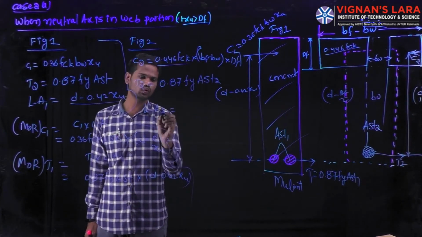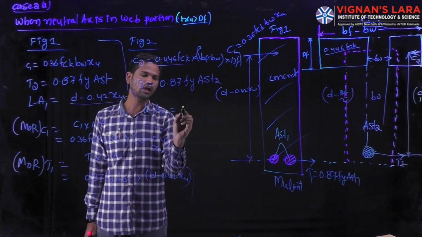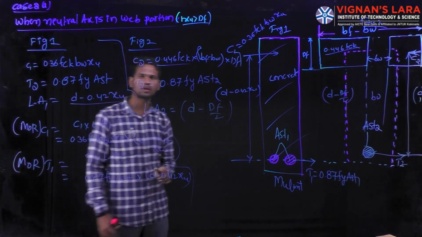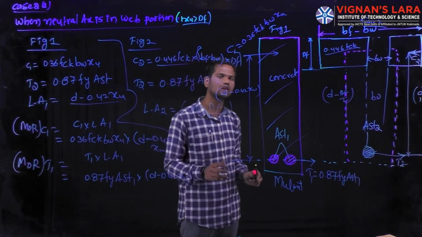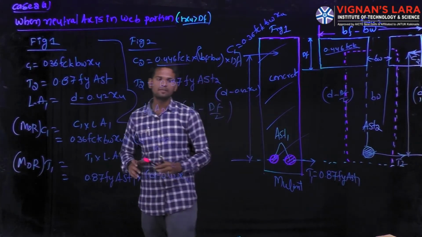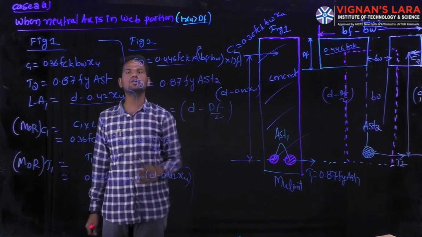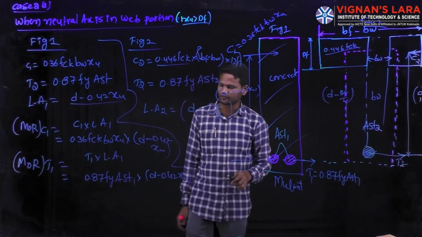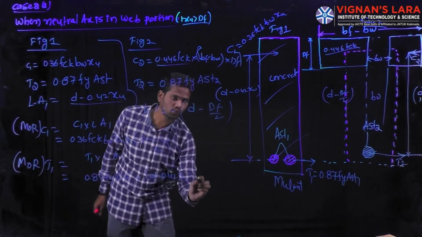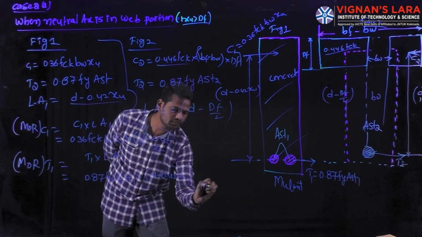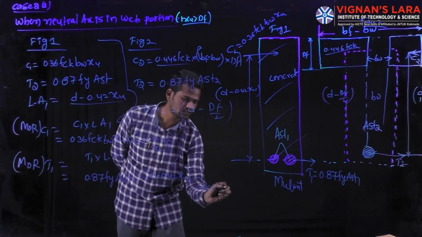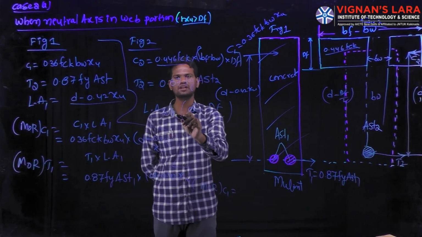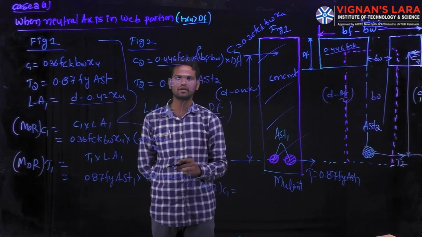That lever arm 2, A2, equals d minus df by 2, where d is the total effective depth and df by 2 is the depth at which the total compressive force acts for the flange portion. For this figure number 2, again we have to calculate the moment of resistance for the compression as well as the moment of resistance for the tension. I am writing here the moment of resistance for compression C2 equals C2 into lever arm 2, and for tension T2 into lever arm 2.